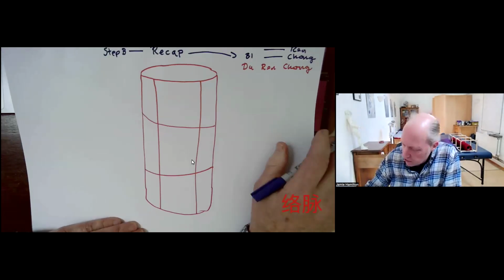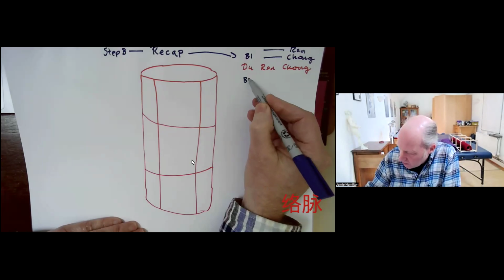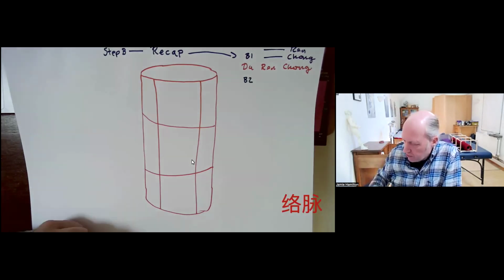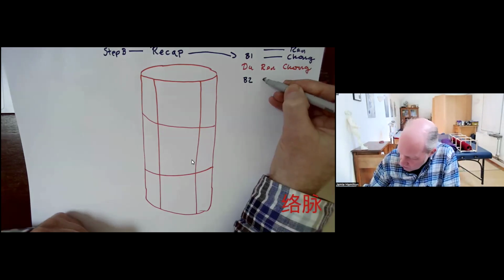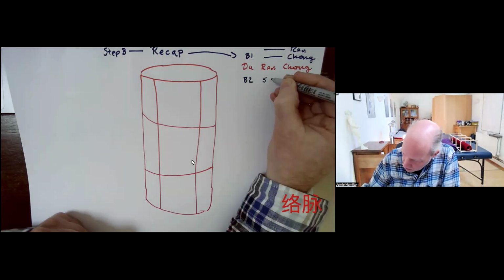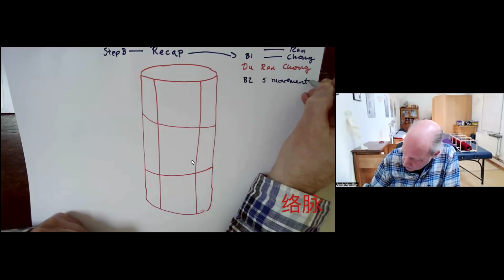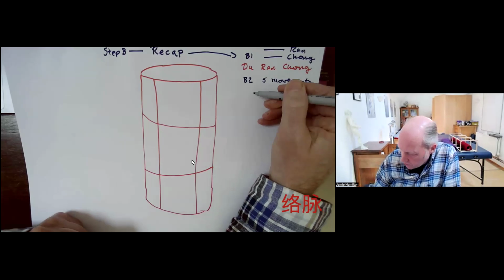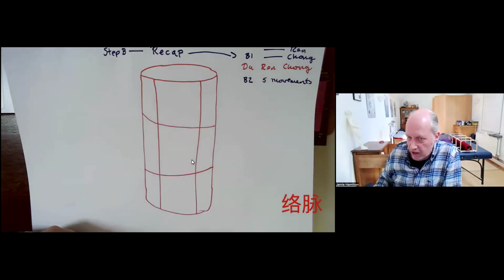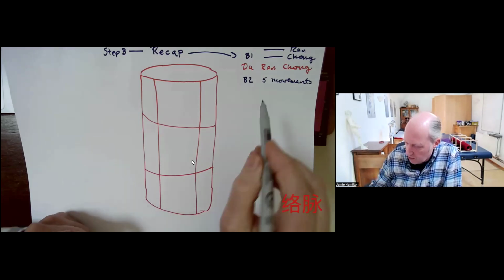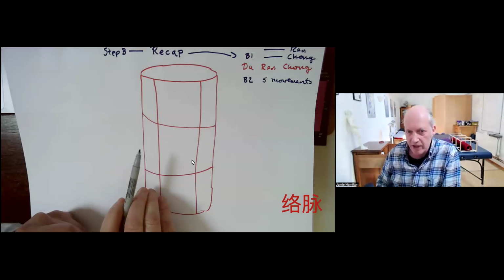Okay, so B2 then is for the remaining 5, and I also call this the 5 movements, because it's the same grid as what we were just discussing for the 9, but you're finding this with 5 different broad feelings.